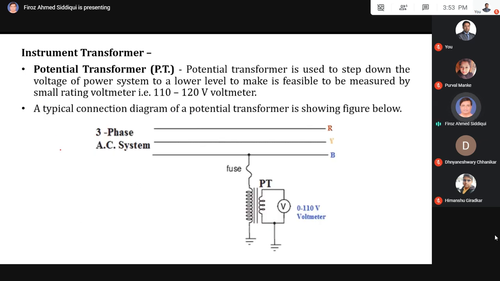Similarly, the potential transformer is used to measure the voltage. That means for the power circuit we need to step down the voltage in order to measure it by using this rating of the voltmeters, 110 to 120 volt. So this is the connection of the potential transformer, and across this potential transformer we have to connect the voltmeter, which is of 0 to 110 volt or 0 to 120 volt, so that we can easily measure the voltage.